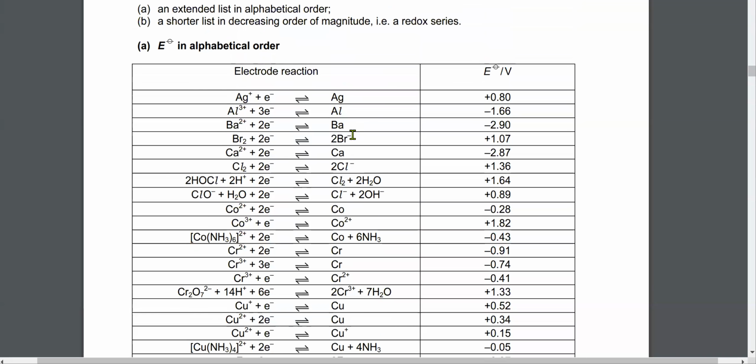The equation must be in backward direction. So you have 2Br⁻ losing electrons to form Br2 plus 2 electrons, and the value is 1.07 volts.